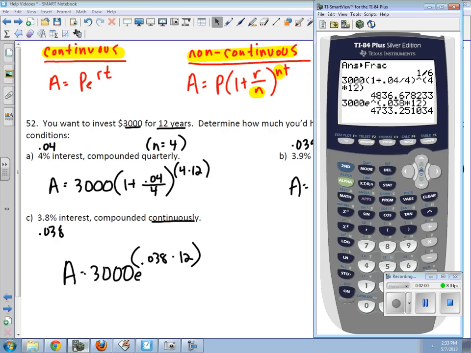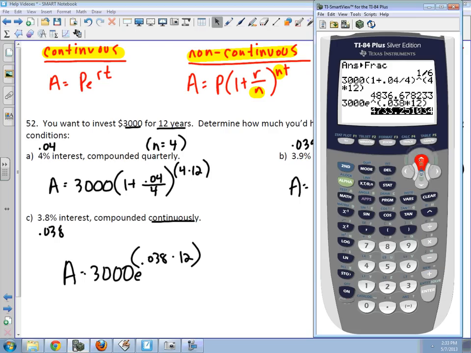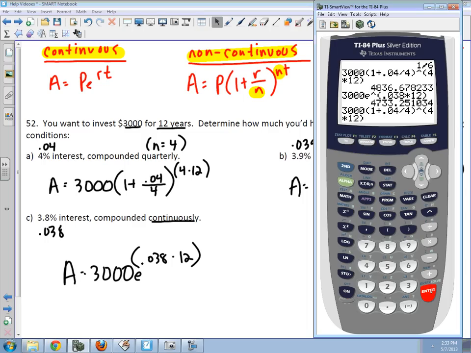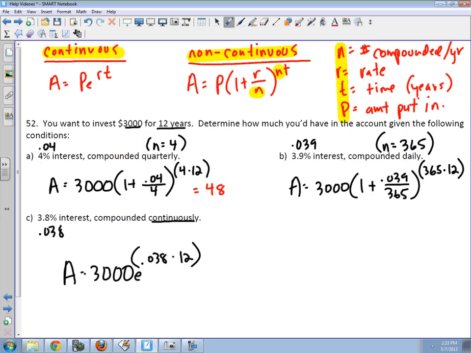So for part A, and you can see I did it before, but this is how you would plug it in. 3,000 times 1 plus 0.04 over 4 to the 4 times 12 power. So rewriting that should give you 4836.68. So $4,836 and 68 cents would be in the account after 12 years.